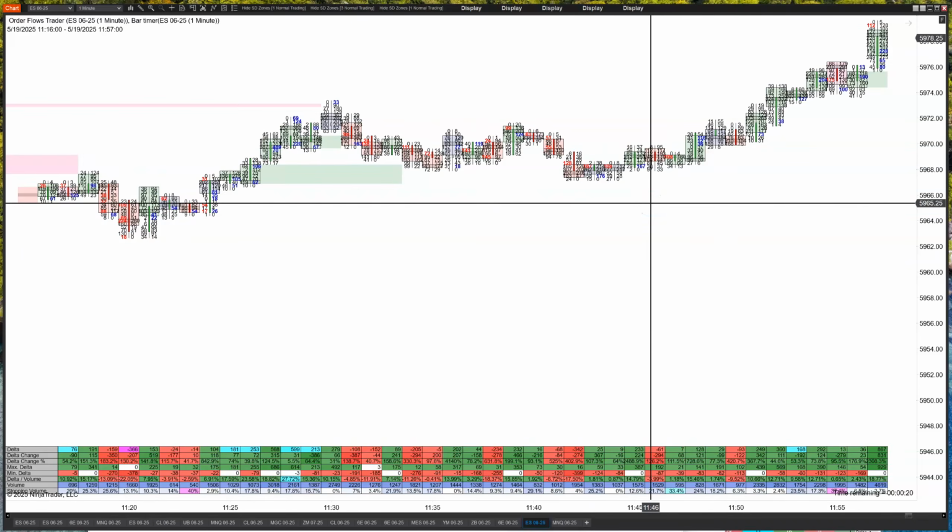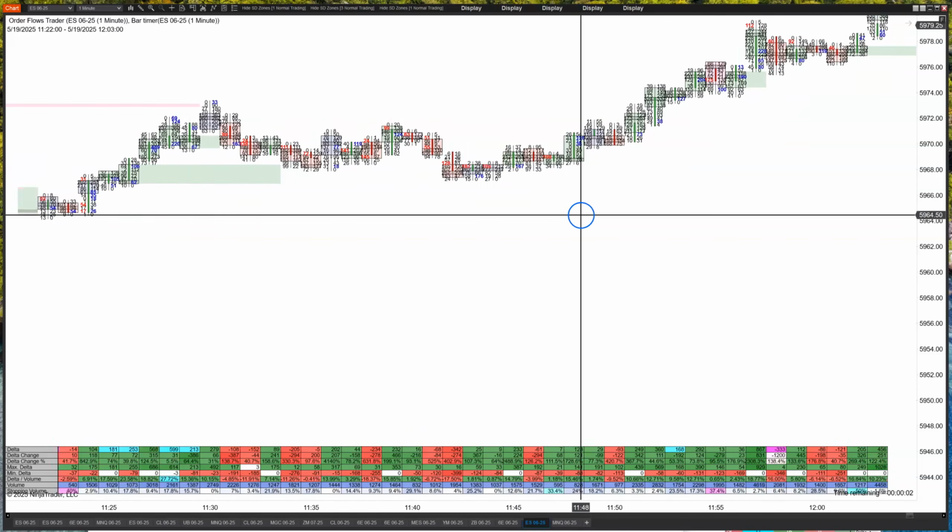Now, what I'm really focusing on is the value areas that are abandoned, right? Where they're not traded into in the next bar. That is your trigger in a sense. If the next bar doesn't trade back into it, that's going to be, in my opinion, a level to watch for when the market comes back to it.